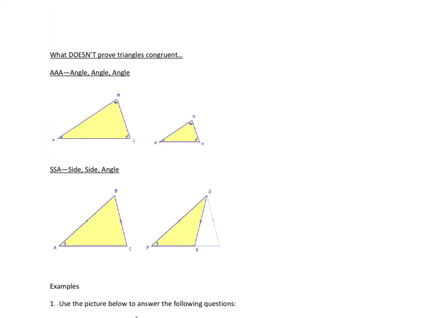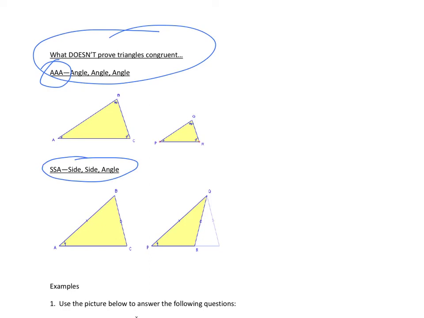Two things that do not prove triangle congruence, very important. Angle, angle, angle. If you know three angles, all you know is that you have similar triangles. So that does not prove triangle congruence. And the other thing is side, side, and angle.